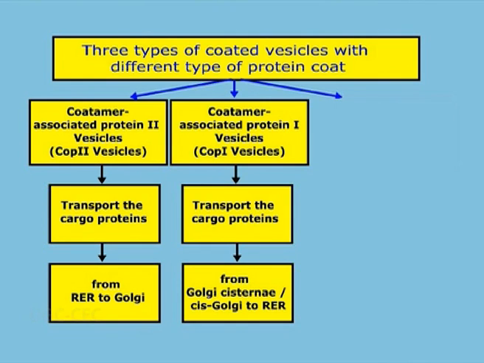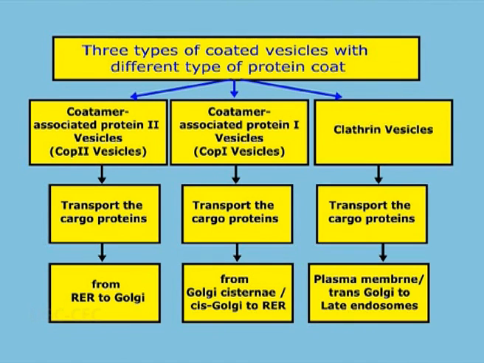The second one is COP1, or coatomer associated protein 1. These vesicles mainly transport the cargo proteins in the retrograde, or backward, direction between the Golgi cisternae as well as from the cis Golgi back to the rough ER. Clathrin vesicles generally transport the cargo proteins from the plasma membrane or the cell surface and the trans-Golgi network to the late endosomes.